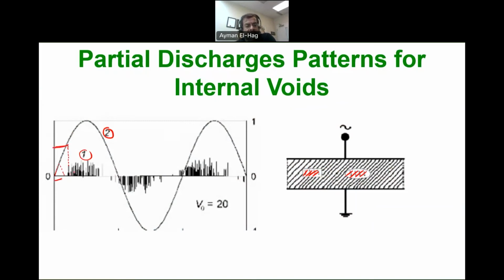Then you start to see discharges happening inside the void. You go up here until you reach a certain level, where the partial discharge starts to disappear. And then when you go to the negative cycle, the same thing. So you will see that there are discharges during the positive cycle and during the negative cycle. And that's what we have seen inside the void.